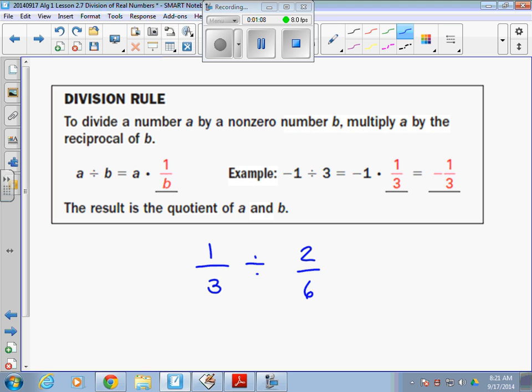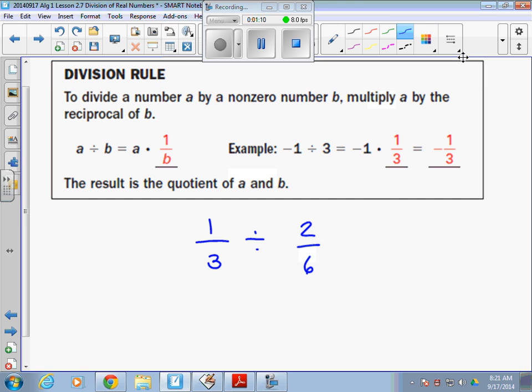1 over 3 divided by 2 over 6. With fractions, it's easy. You leave the first fraction as 1 over 3. You change it to multiplication, and you multiply by the reciprocal. 2 over 6, you multiply by 6 over 2. Okay? You can do the same thing with integer numbers, like -1 divided by 3. You multiply -1, the division becomes multiplication, and 3, everything's considered over 1. When you flip it, it becomes 1 over 3. So then it's just -1 times 1 over 3.